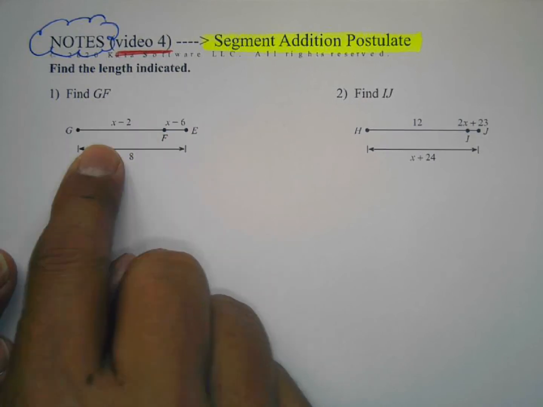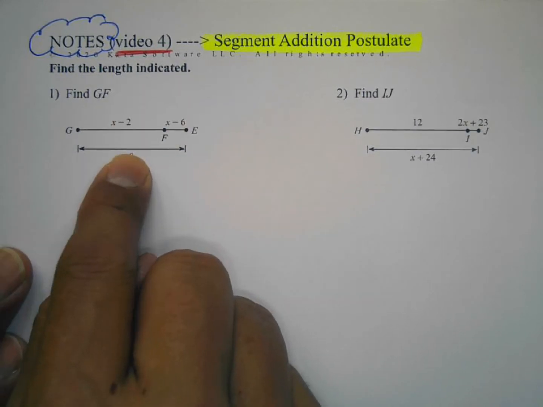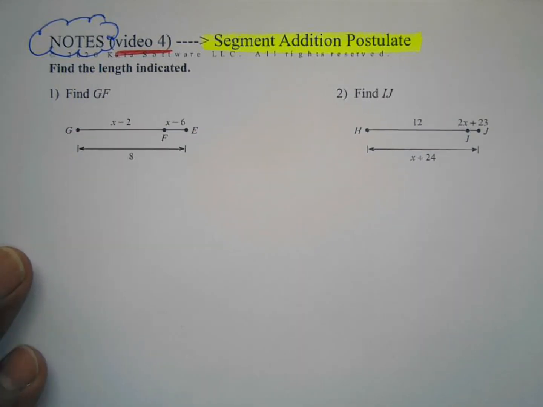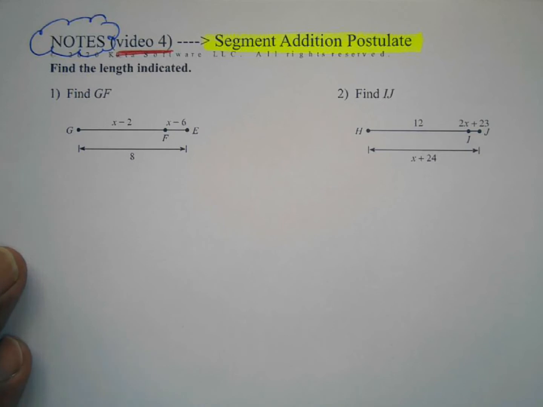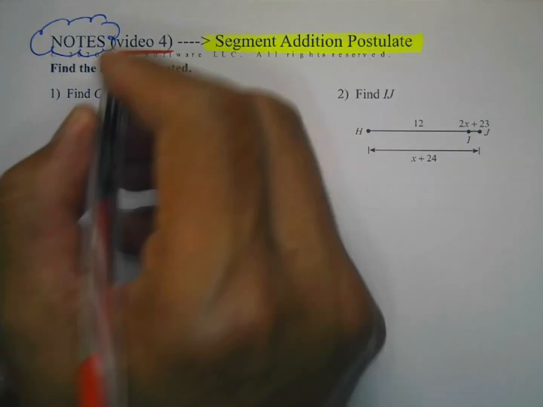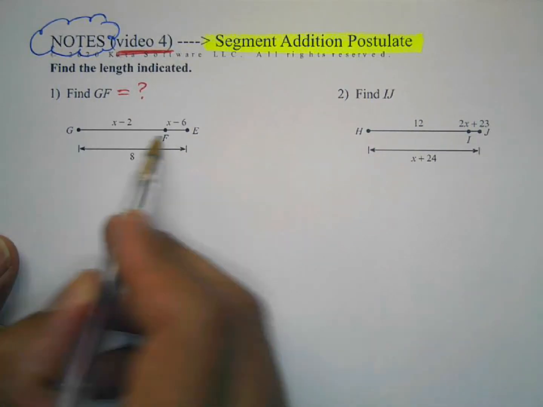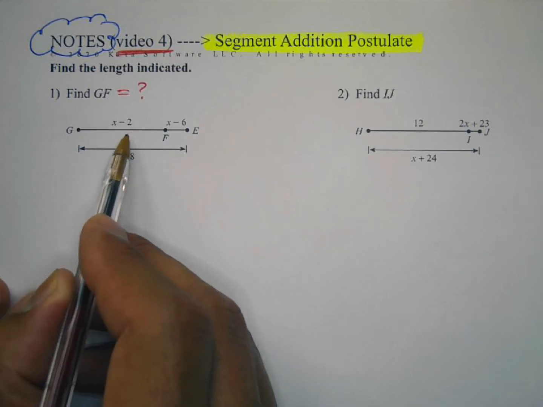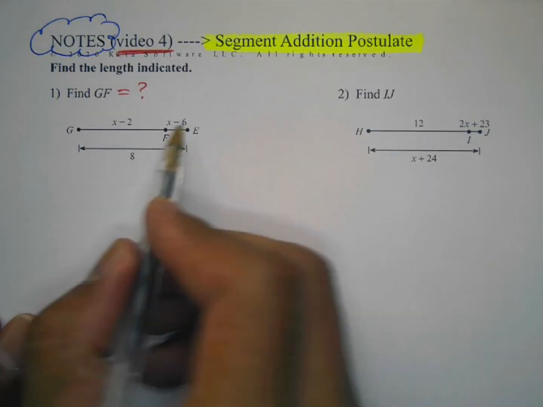These look like the other ones where you're solving for x, but now they're asking you to find a particular length. Once I have the value of x, I'll be able to find the measure of that particular segment. Here's the question: how long is GF? I don't know yet, but as soon as I have a number for x, I'll be able to tell you. So we're not going to worry about that right now. We're going to keep doing what we're doing.